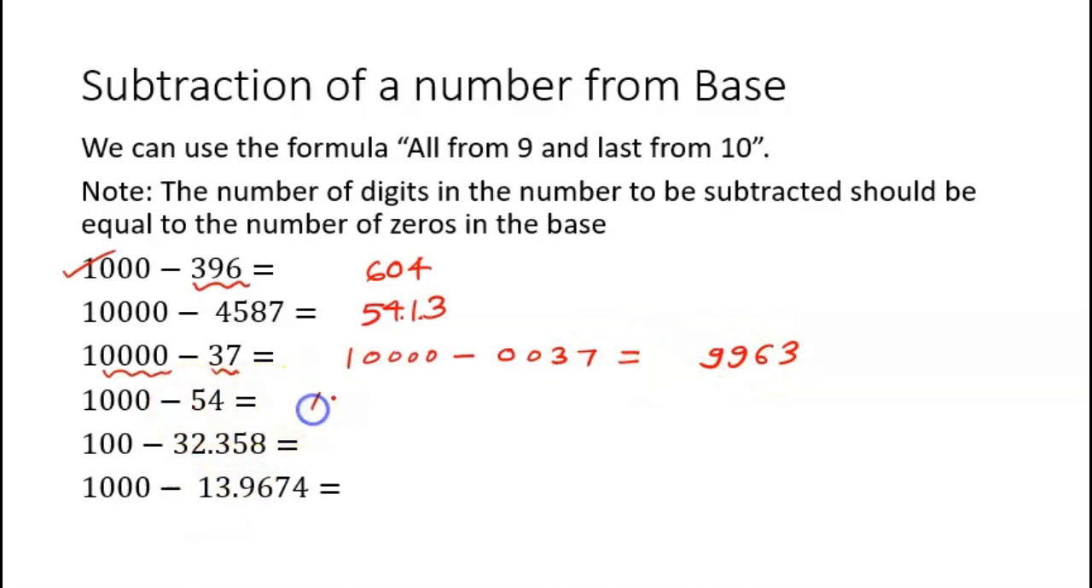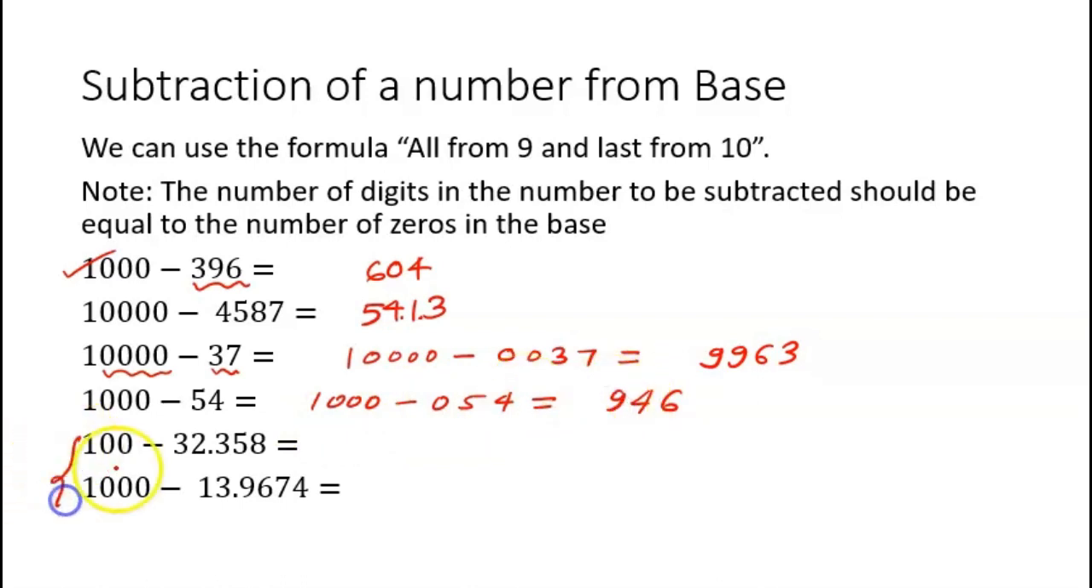For this also we have to do the same thing. So 1000 minus 054, this can be done mentally also. I am just doing it to explain to you. So we will follow the same process. 10 minus 4 is equal to 6, 9 minus 5 is equal to 4, and then 9 minus 0 is equal to 9. So 946.